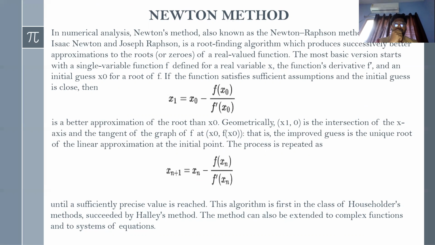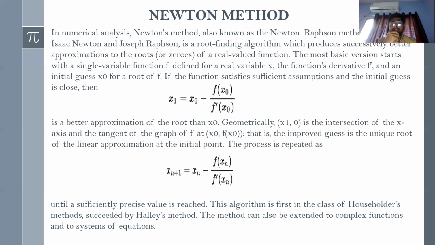In numerical analysis, Newton's method, also known as the Newton-Raphson method, named after Isaac Newton and Joseph Raphson, is a root-finding algorithm which produces successively better approximations to the roots of a real-valued function. The most basic version starts with a single-variable function f defined for a real variable x, the function's derivative f dash, and an initial guess x naught for a root. If the function satisfies sufficient assumptions and the initial guess is close, then x1 equals x naught minus f of x naught by f dash of x naught is a better approximation of the root than x naught.